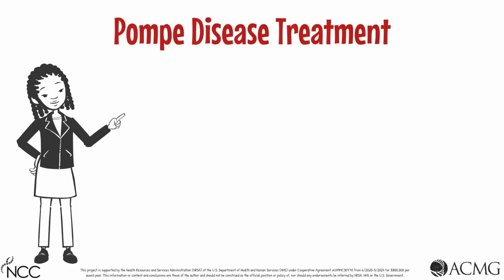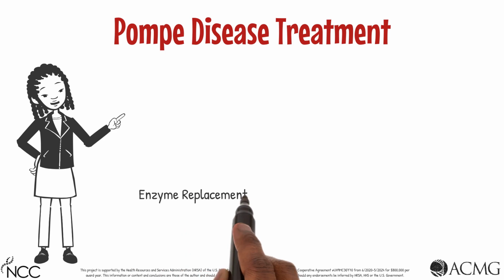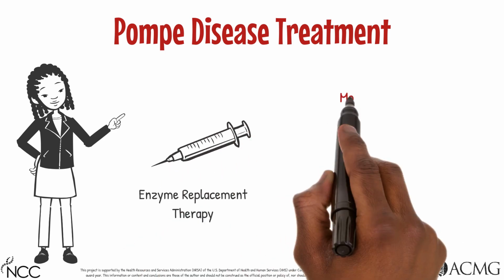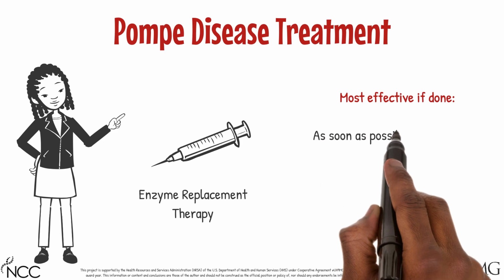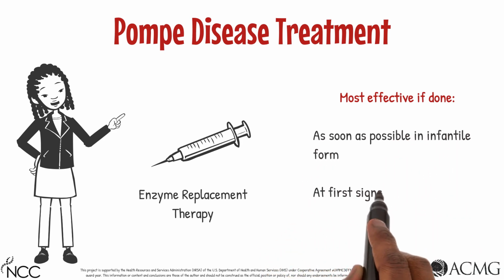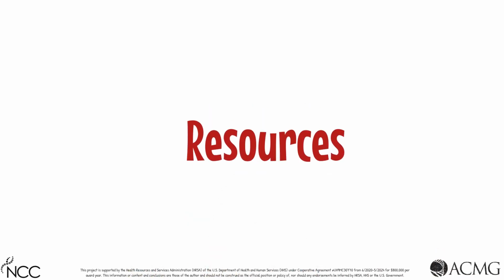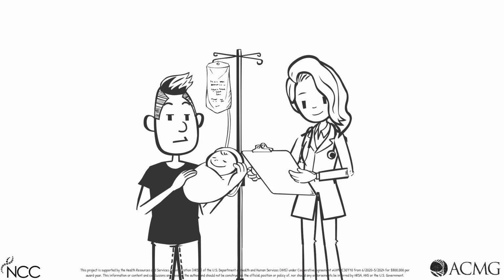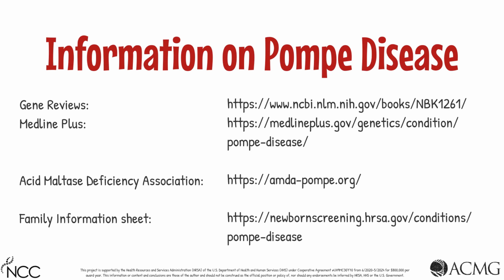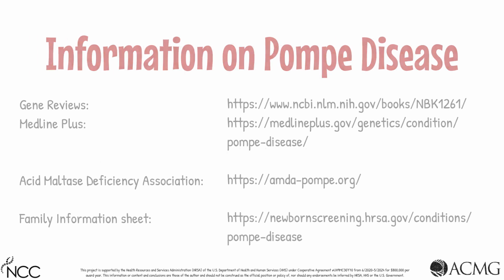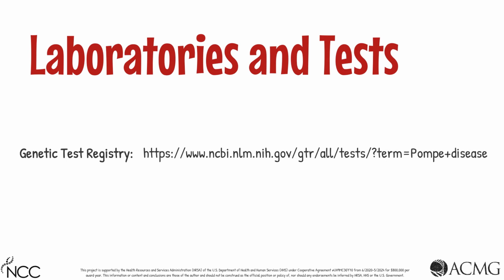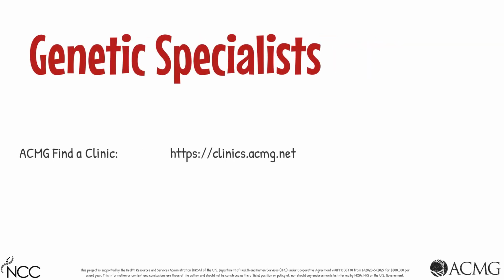The only available treatment option for Pompe disease is enzyme replacement therapy. This treatment is most effective if done as soon as possible in the infantile form and at the first signs of muscle weakness in the later onset forms. As you continue to care for your patient with a positive newborn screen for Pompe disease, it is likely additional questions and concerns will come up. Here are some resources where you can obtain information on Pompe disease, appropriate laboratories and tests, and genetic specialists.